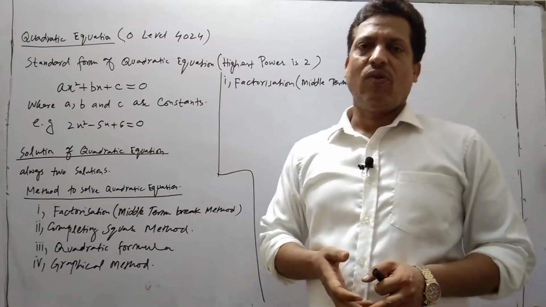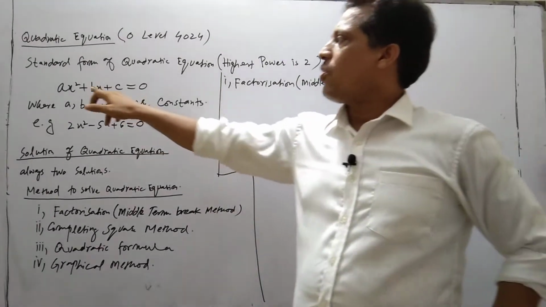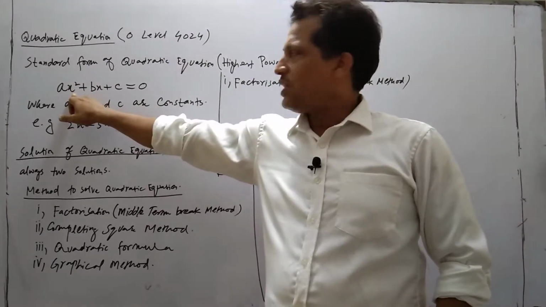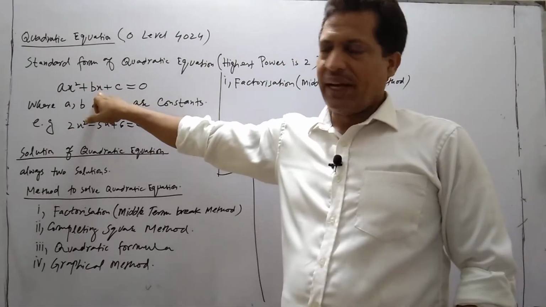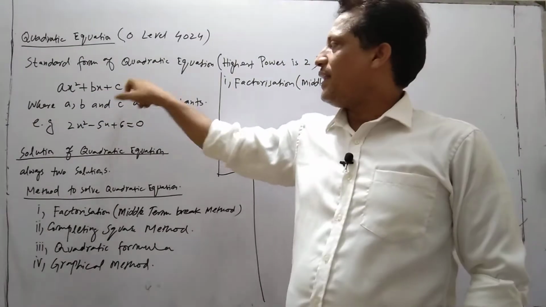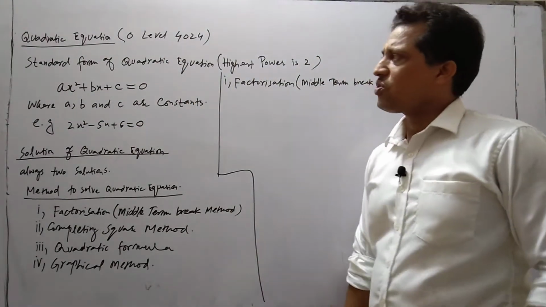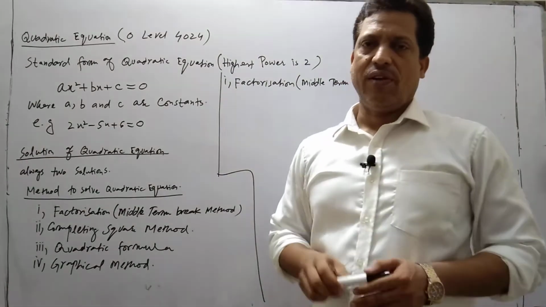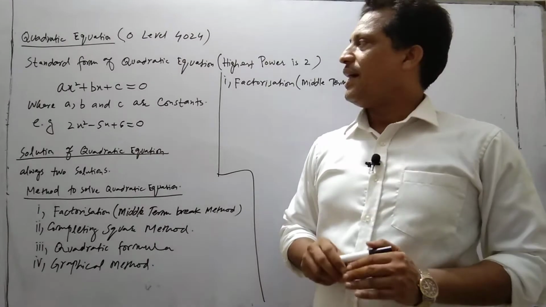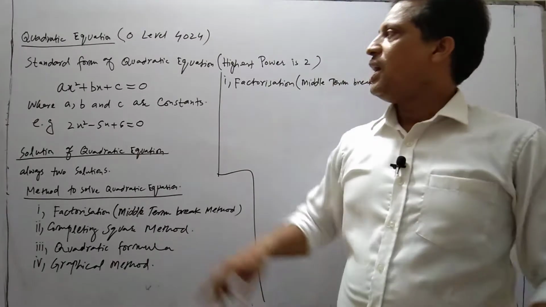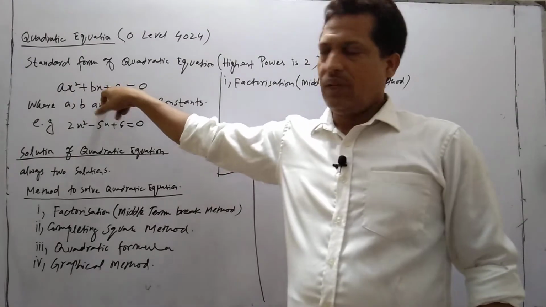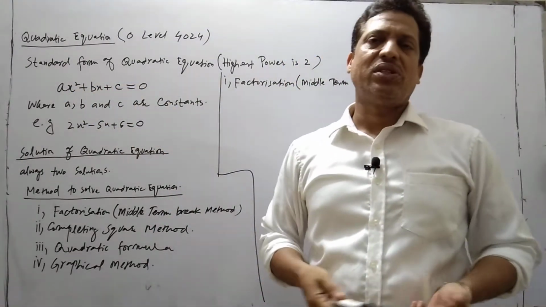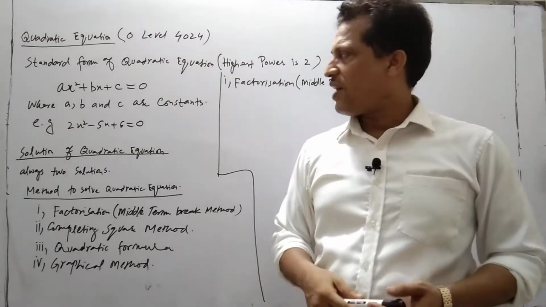In the standard form of quadratic equation, we always write the square term first, then the term without square second, and then the constant term, and then equals to 0. This is called the standard form of quadratic equation. Whenever we solve a quadratic equation, the equation must be in standard form, where a, b, c are constants. What are constants? Like 1, 2, 3, 4, minus 3, minus 5 as well.